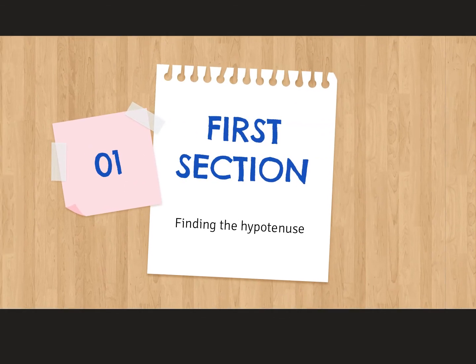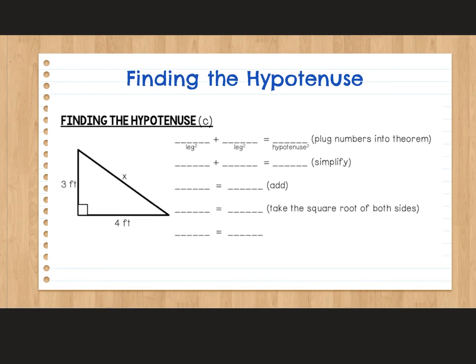So in this first section, we're just going to look at when we have to find the hypotenuse. So in the example, we're given the side lengths of our legs, but we're looking for that hypotenuse. So when finding the hypotenuse, we're still going to be using the Pythagorean theorem, which is a squared plus b squared equals c squared. But let's take a closer look at it.